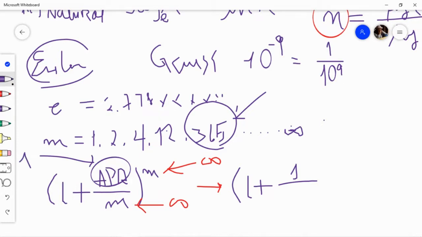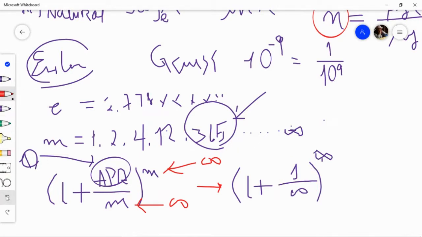Let's say 1. That means if APR is 100%, every year you will double the money, right? But then if compounding frequency goes to infinity, so infinite compounding, then our question is, first of all, what is this number going to be?